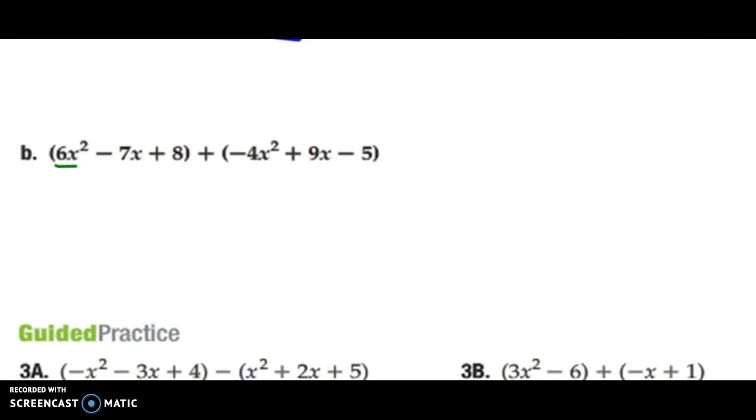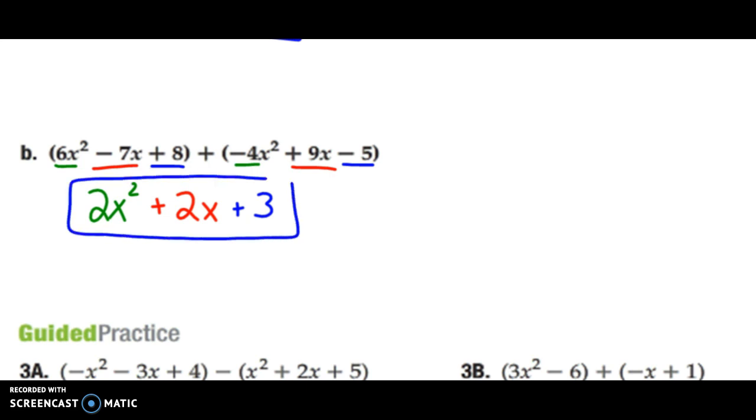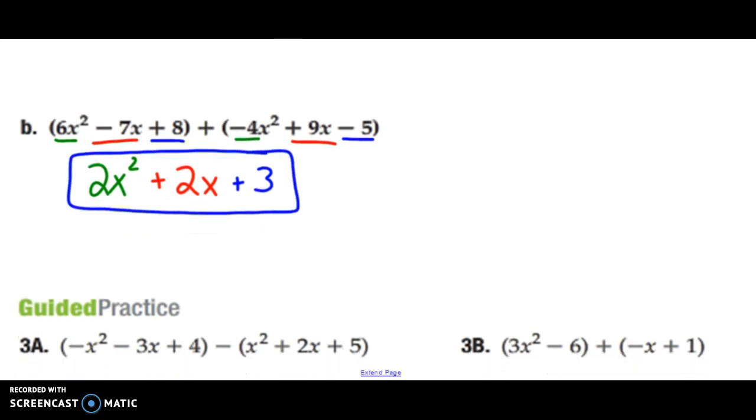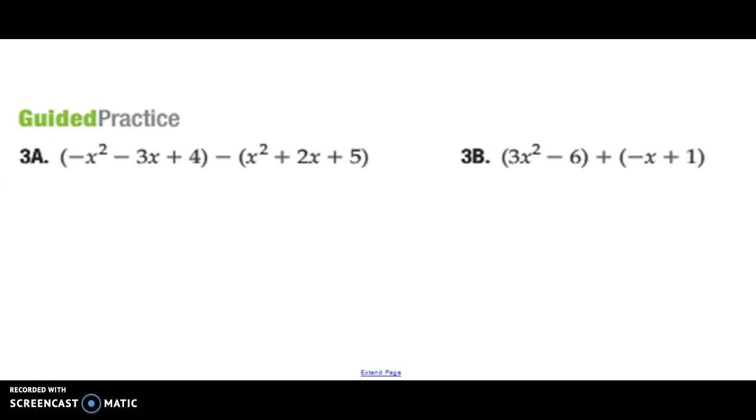Alright, letter B. 6x squared plus a negative 4x squared is going to be 2x squared. Then I have minus 7x plus 9x, which would be plus 2x. And then finally I have plus 8 plus a negative 5 would be plus 3. So I simplified these terms. Here's a couple guided practice problems that you were asked to try.